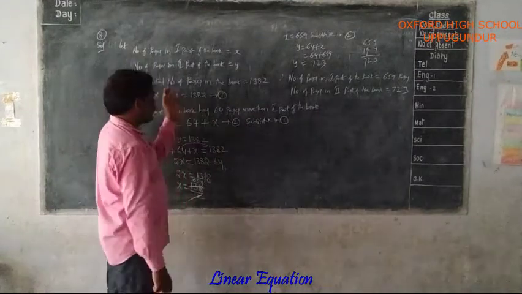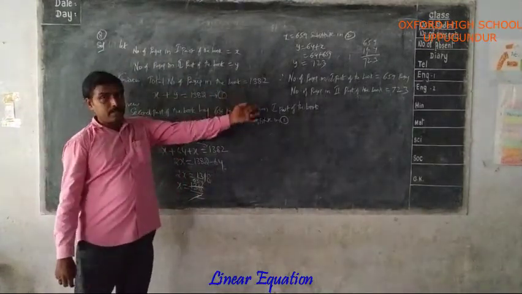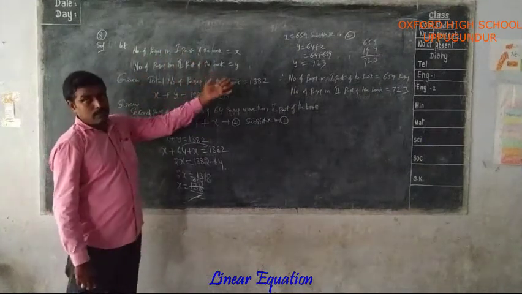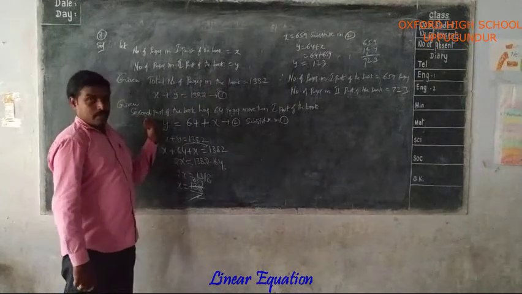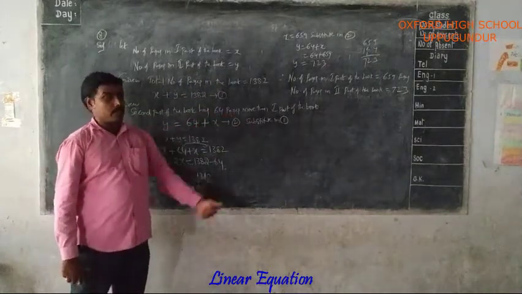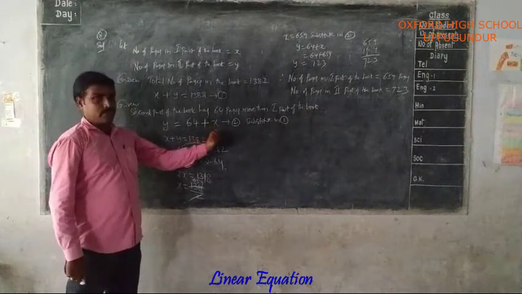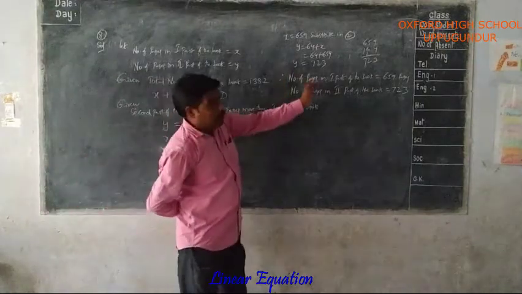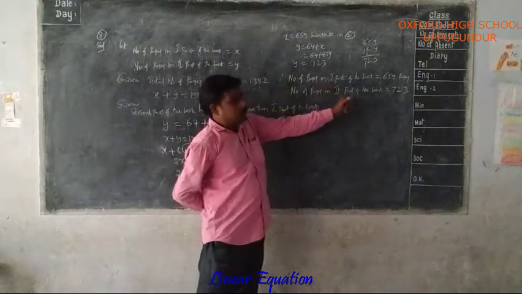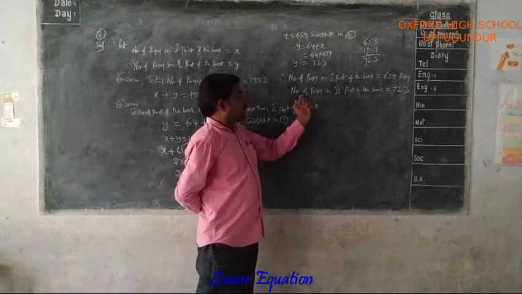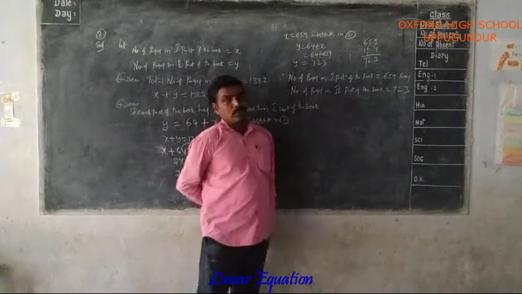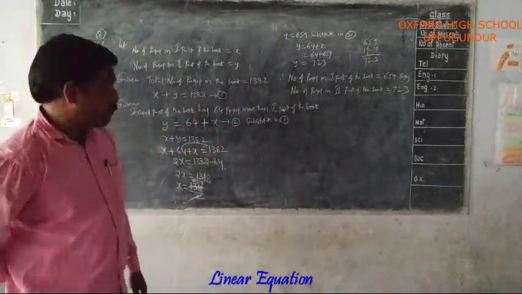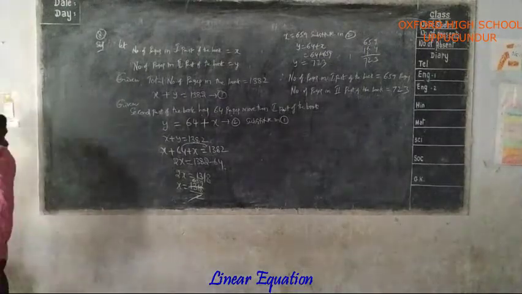They gave the total number of pages in the book as 1382. We are assuming the number of pages in the first part is x, and the number of pages in the second part of the book is y. They gave that the second part has 64 pages more than the first part, so y equal to 64 plus x. By the substitution method, we solved for the values of x and y. Therefore, the number of pages in the first part of the book is 659 and in the second part is 723. So this is about the 8th problem. Next, 9th and 10th problems.